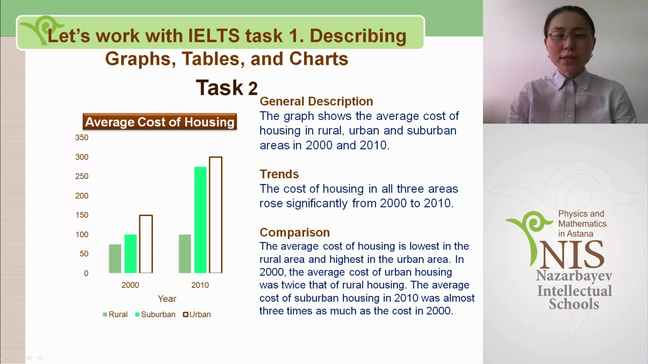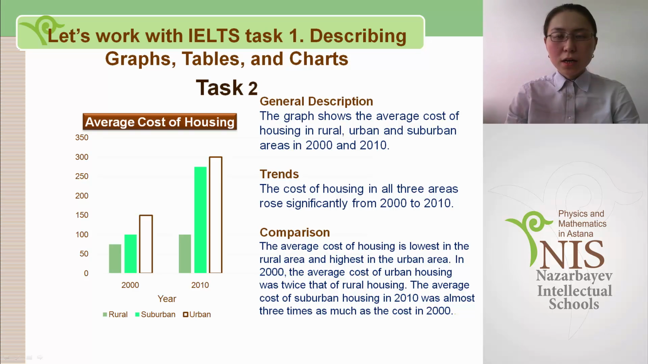And here we can see the answers. If we compare the specific details, we can see the following. The average cost of housing is lowest in the rural area. Have you found it? And the highest in the urban area. In 2000, the average cost of urban housing was twice that of rural housing. The average cost of suburban housing in 2010 was almost 3 times as much as the cost in 2000.